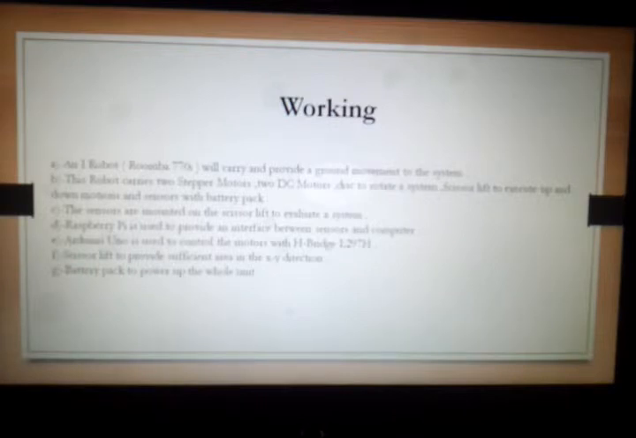Raspberry Pi is used to provide an interface between the sensors and the computers. Arduino Uno is used to control the motors with H-bridge L297H. The scissor lift provides sufficient area in the XY direction, and a battery pack powers up the whole unit.